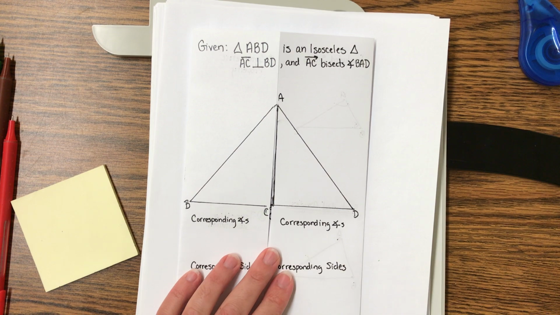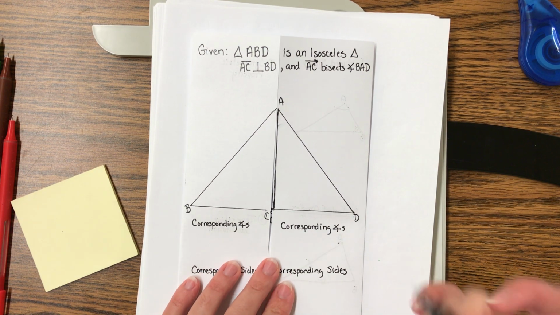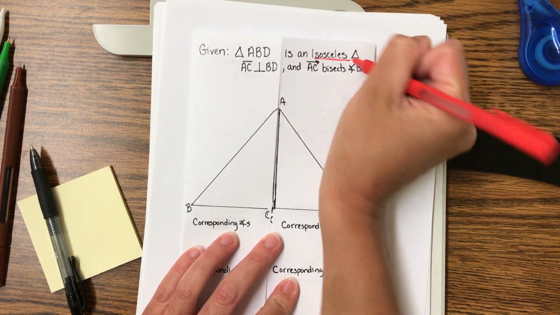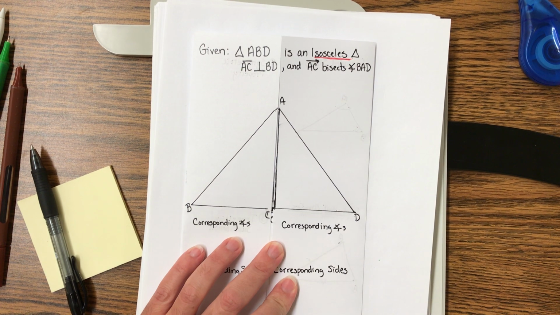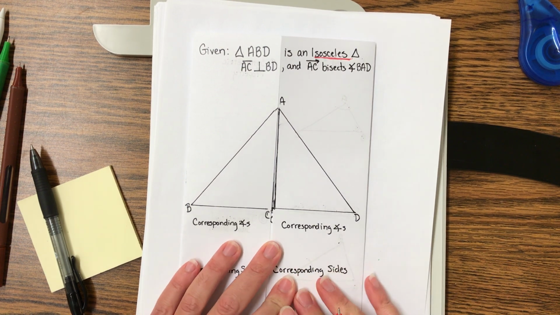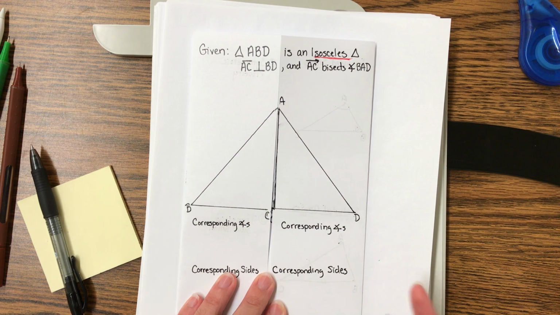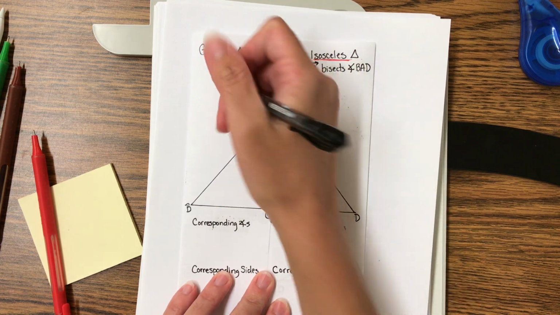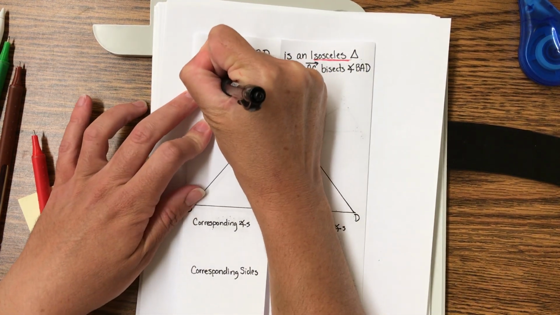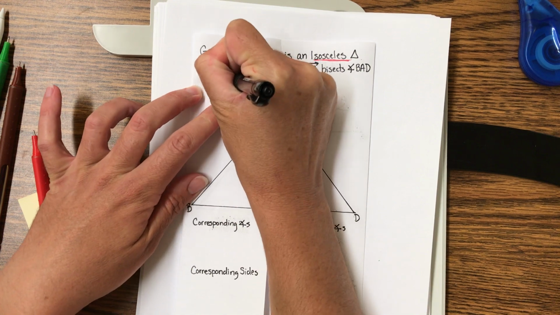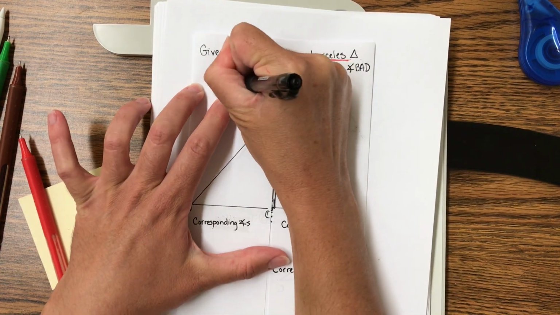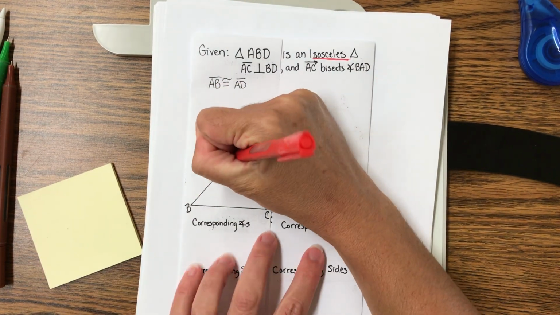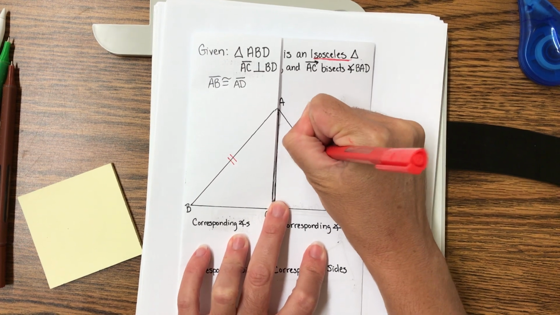So, with that given information, let's talk about what we know. Let's start with the fact that we have an isosceles triangle. One thing I should have added into this information: if I know I have an isosceles triangle, then I have at least two congruent sides. So, in this picture, I should have added that AB is congruent to AD. So I'm going to mark that. I'm isosceles, so I have two congruent sides.